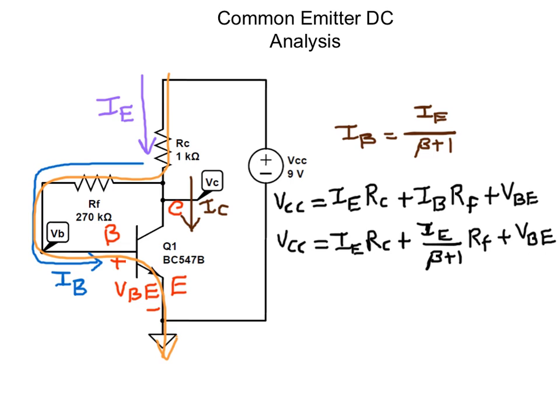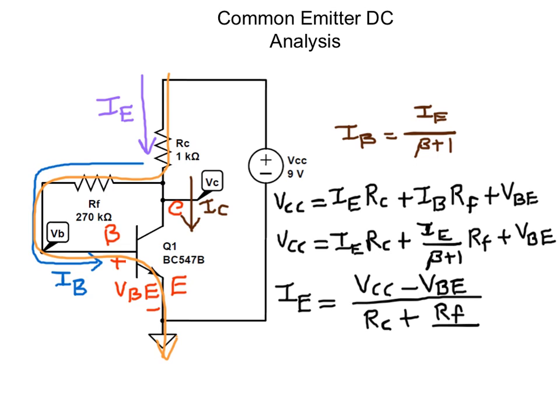So now we can express this equation in terms of IE, that is the emitter current. So if we do that, we get IE equals VCC minus VBE divided by RC plus RF by (beta plus 1).